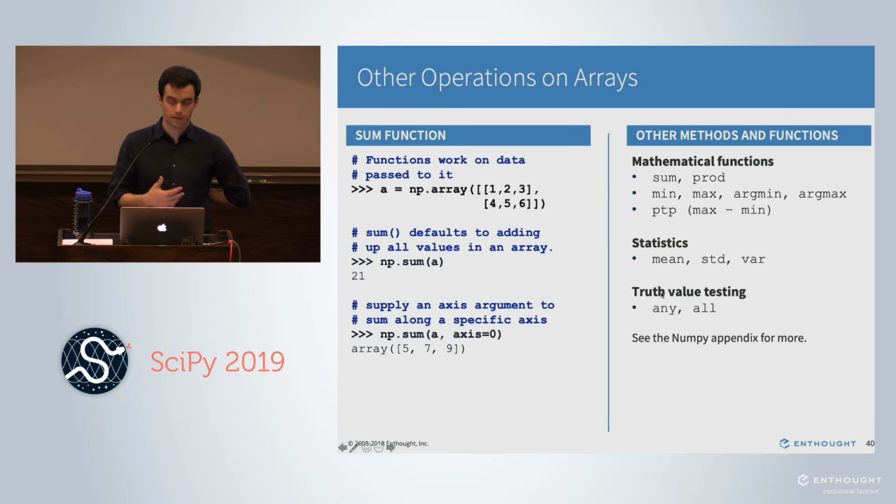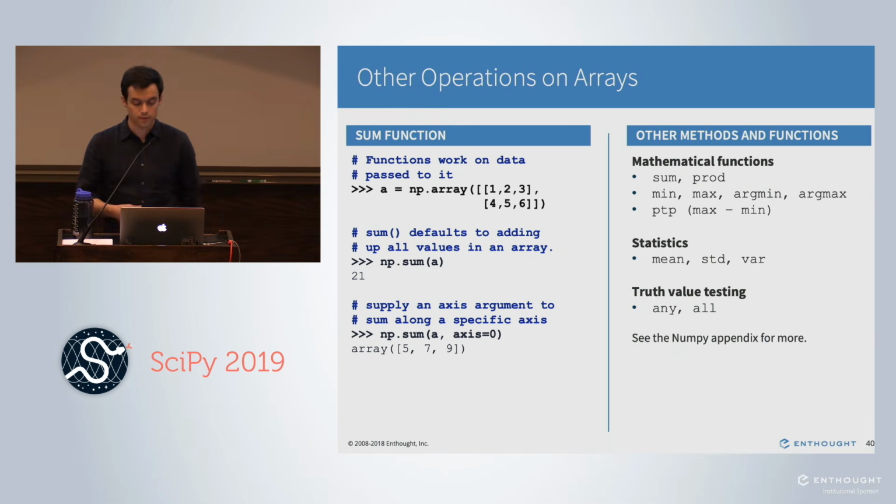And you have some to get the truth value of an array. What that means is: is an array considered true if every single one of its elements is true, or if only some of its elements are true?